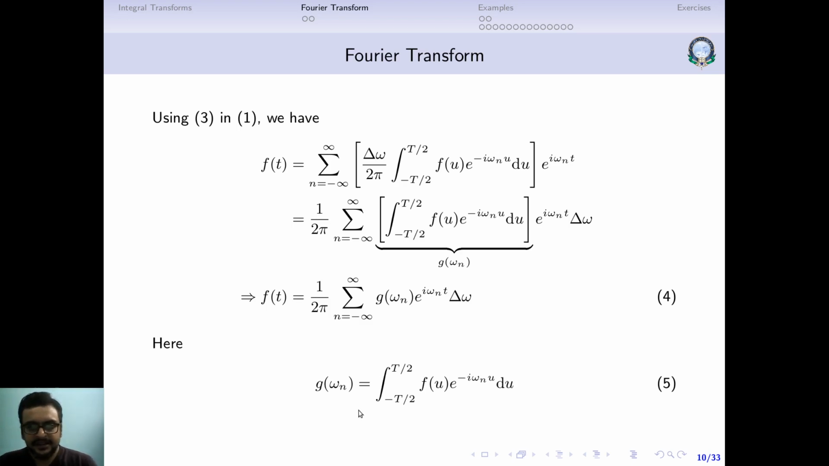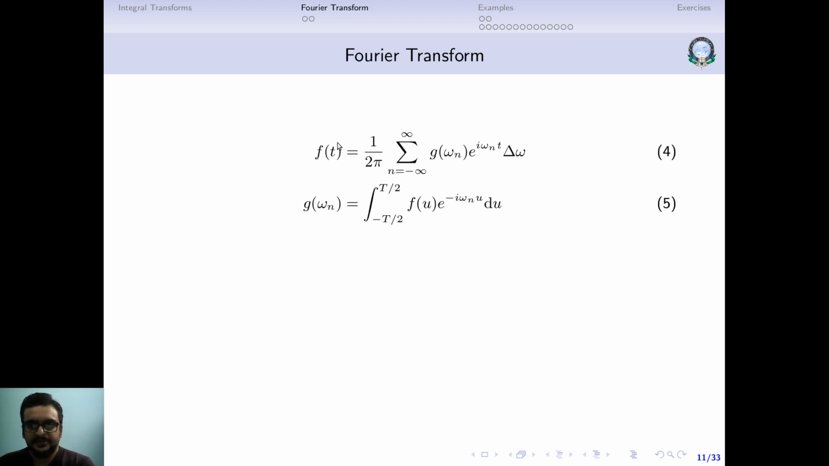Here, just to recall, I'm writing this down as a separate equation: this g of omega n is basically this integral. I'm calling this equation number 5. So this is equation number 4, f of t, and this is equation number 5, which gives us g of omega n.